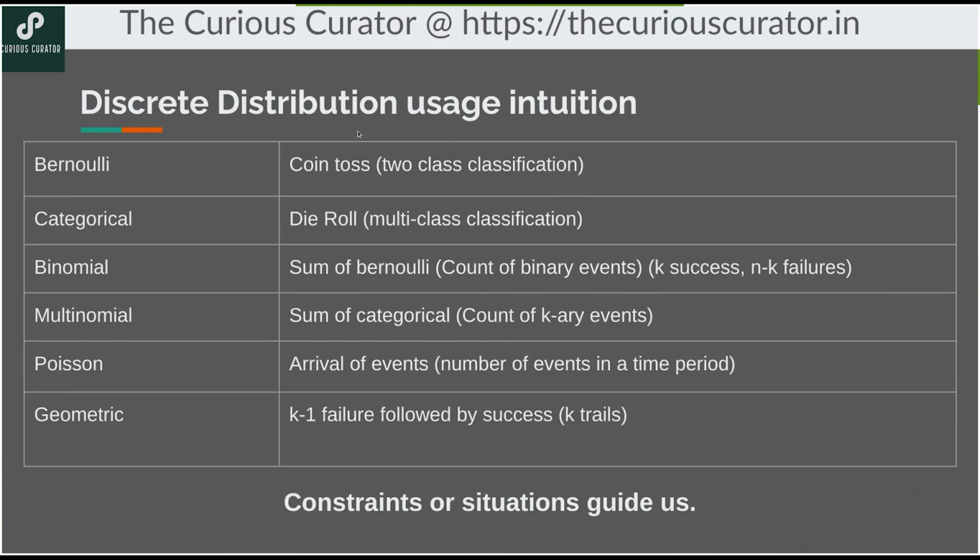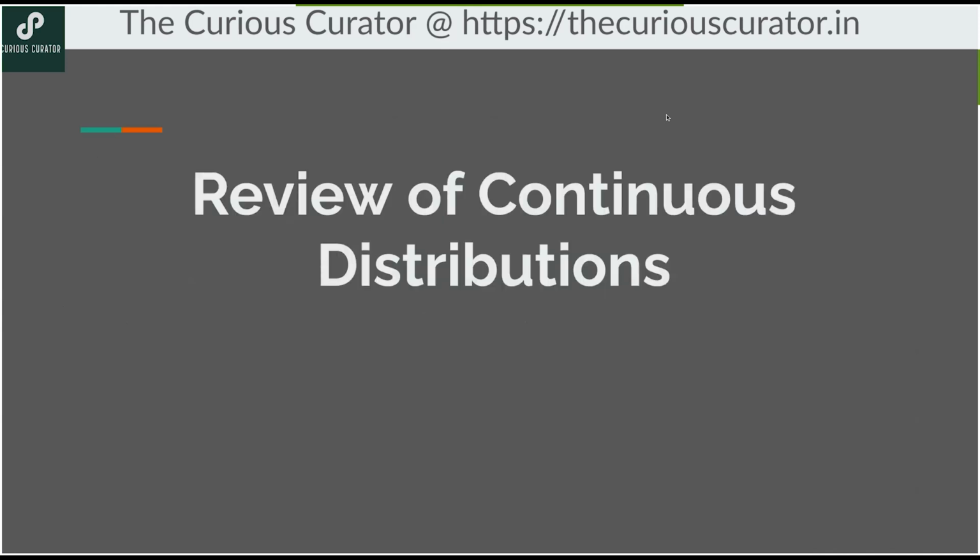A couple of weeks back, we looked at discrete distributions, and these were all of them which we discussed with use cases. So we had Bernoulli, categorical, binomial, multinomial, Poisson, geometric. This table summarizes the constraint or situation which guides us to choose a distribution. And this was the discrete case. Today we'll try to do the same thing, but for continuous. So it's more like review plus a couple of more distributions.